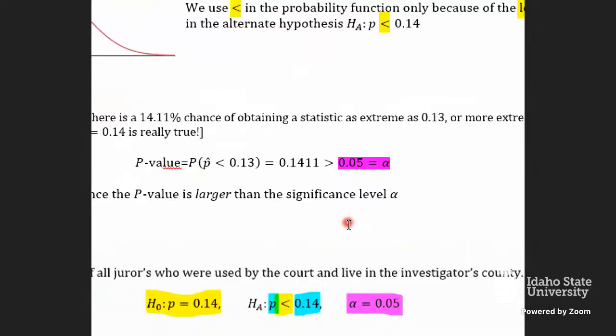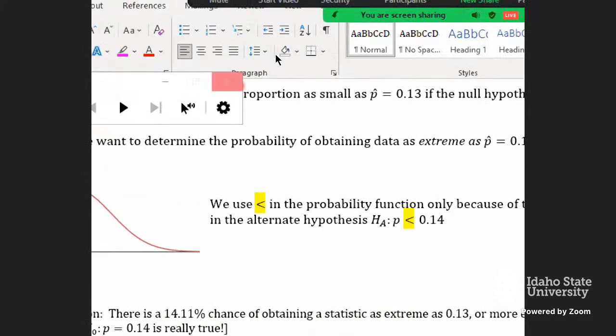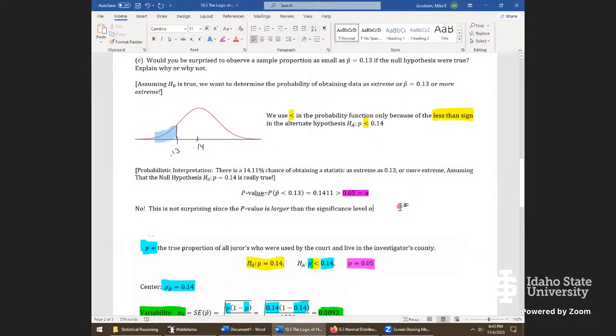So we would say this is, oh geez, I don't know what I hit on my computer here. That's got to be accessibility.